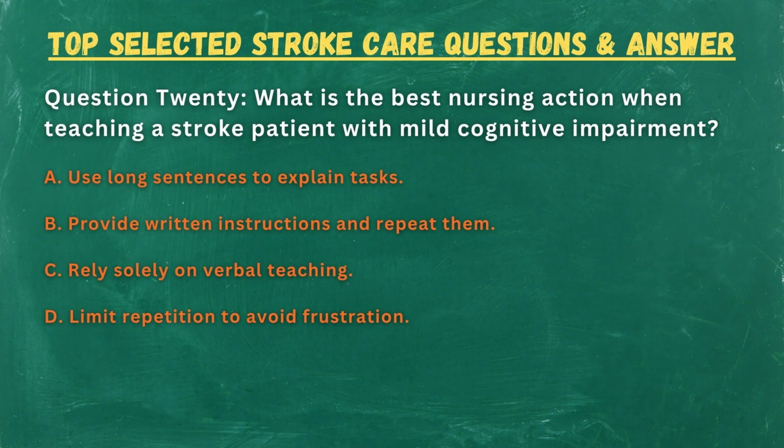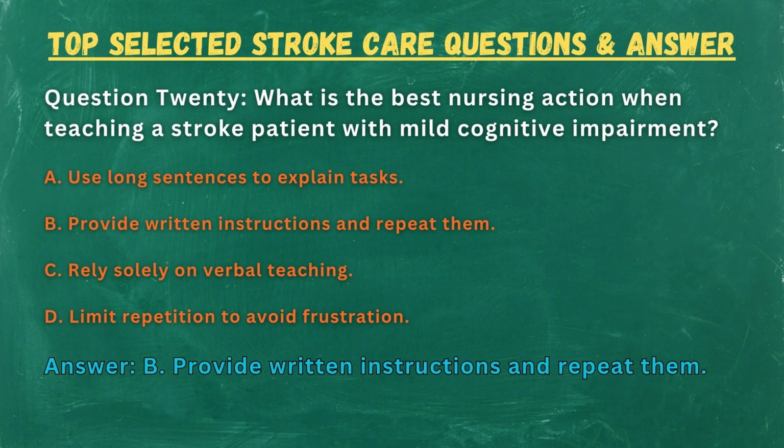Question 20. What is the best nursing action when teaching a stroke patient with mild cognitive impairment? A. Use long sentences to explain tasks. B. Provide written instructions and repeat them. C. Rely solely on verbal teaching. D. Limit repetition to avoid frustration. Answer: B. Provide written instructions and repeat them.